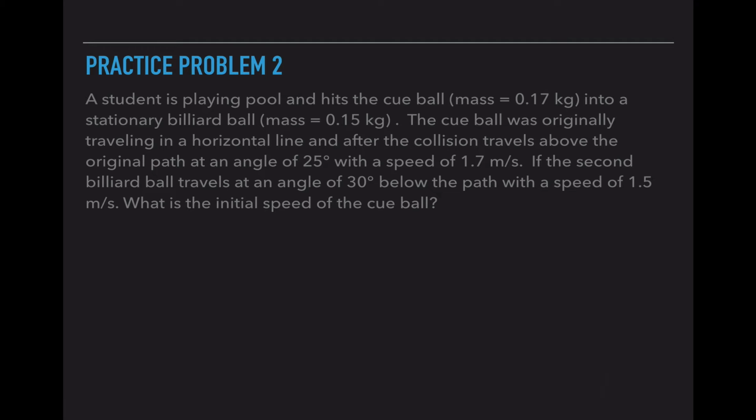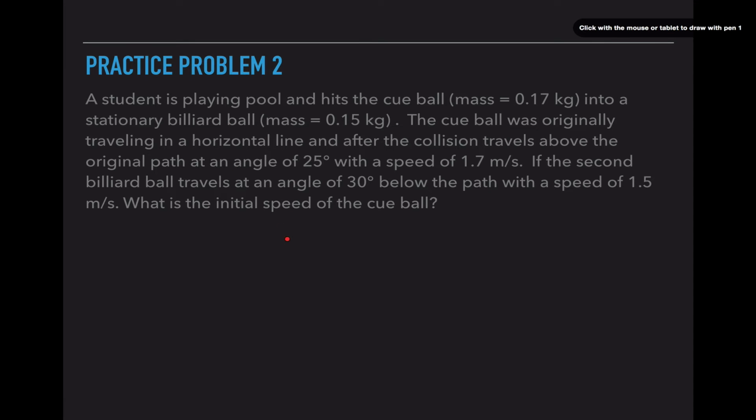A student is playing pool and hits the cue ball, mass of 0.17 kilograms, into a stationary billiard ball, mass of 0.15. If the cue ball was originally traveling in a horizontal line, and after the collision, it travels above the path at 25 degrees with a speed of 1.7. If the second billiard ball travels at an angle 30 degrees below the path with a speed of 1.5, what is the initial speed of the cue ball?